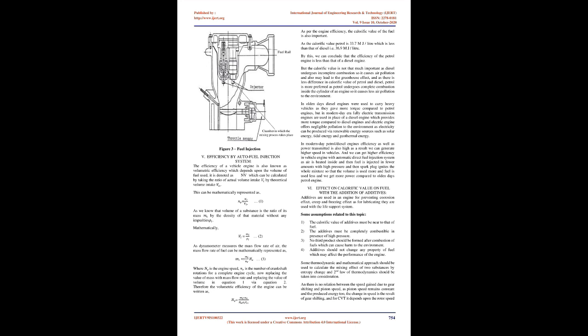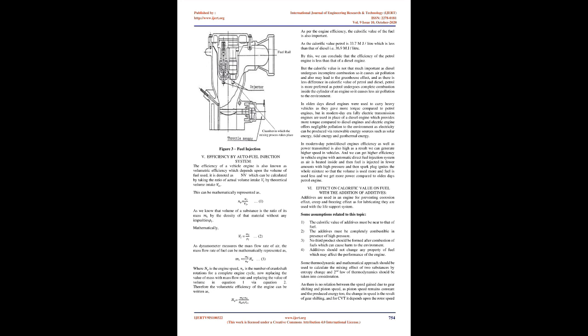Mathematically, as the dynamometer measures the mass flow rate of air, the mass flow rate of fuel can be mathematically represented as, where N is the engine speed and n is the number of crankshaft rotations for a complete engine cycle. Now replacing the value of mass with mass flow rate, and replacing the value of volume in equation 1 by equation 2, the volumetric efficiency of the engine can be written as per the engine efficiency.